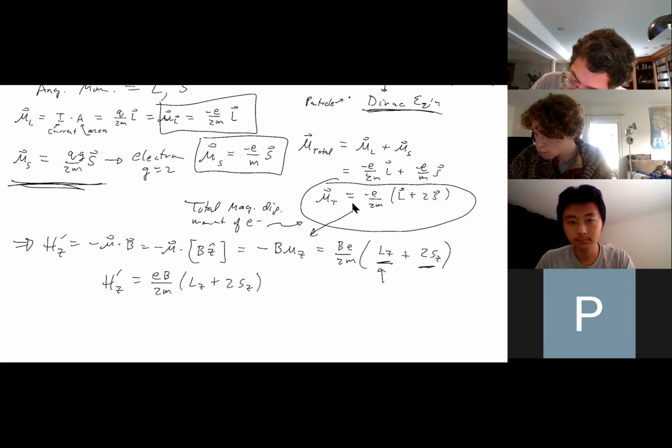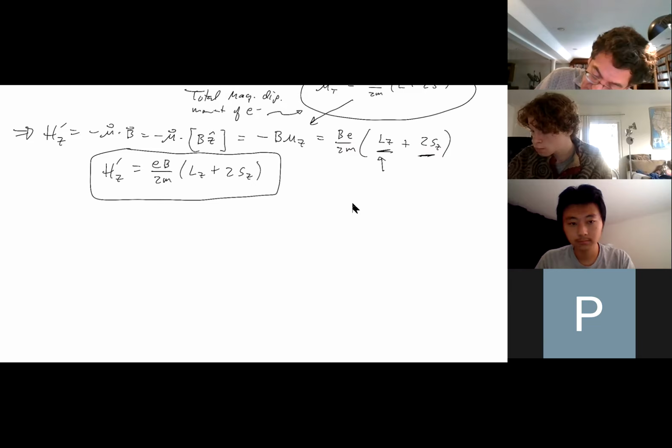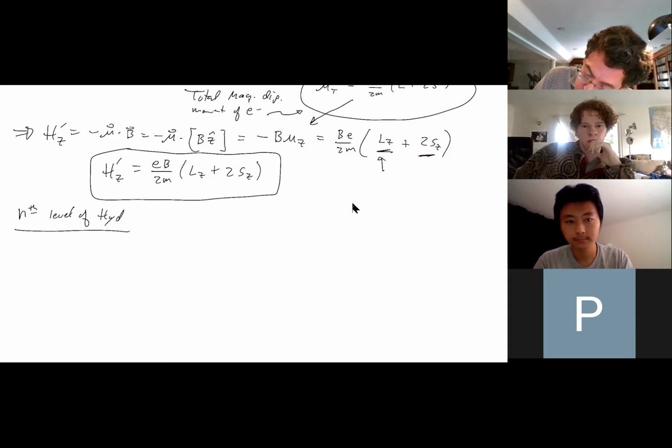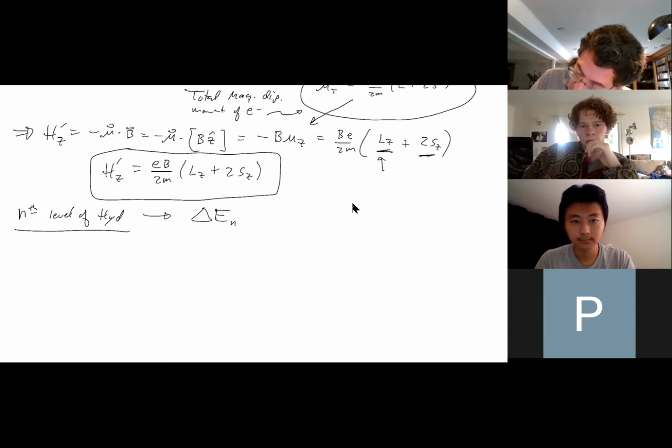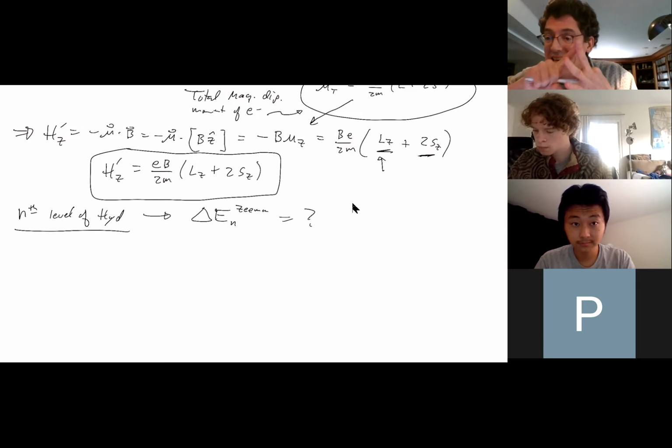That's the Zeeman perturbation. So now we have to ask ourselves, if I take hydrogen, so now what we ask ourselves is, let's take the nth level of hydrogen, and now we can ask ourselves, how does it split due to the Zeeman interaction? Okay, so this is the same question that we asked ourselves for the fine structure. We did this already for the relativistic correction, we did it for the spin orbit correction, and now we're going to do it for the Zeeman correction, okay?